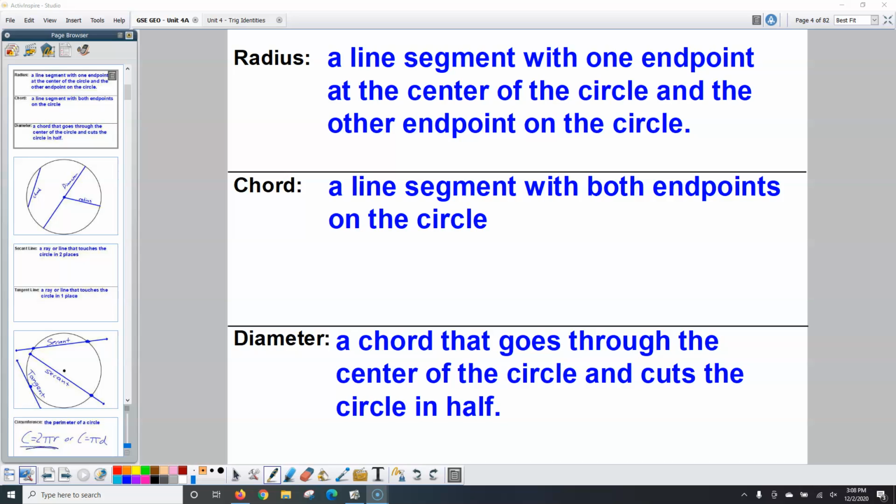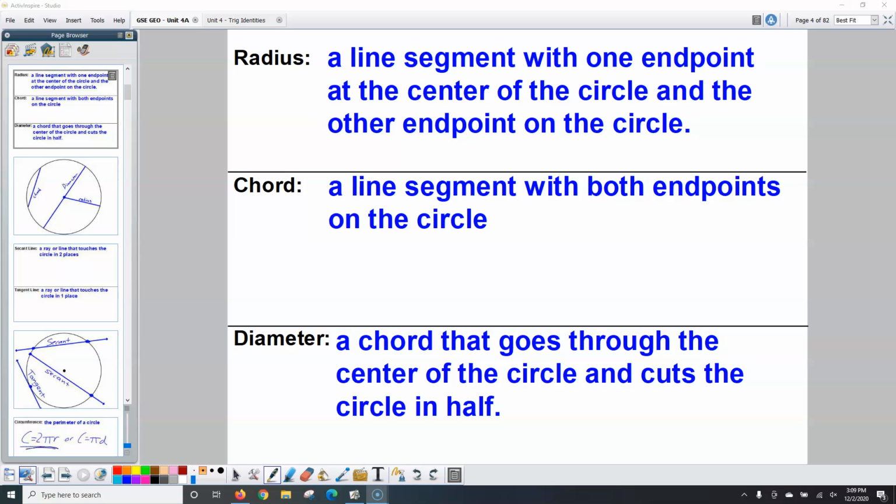We're looking at just some circle vocabulary, just some basic stuff so that we can talk about circles moving forward and do a little bit of different stuff with them. So stuff you already know, maybe a radius, a line segment with one endpoint at the center of the circle and the other endpoint on the circle.